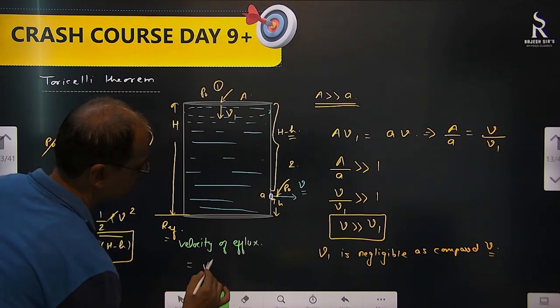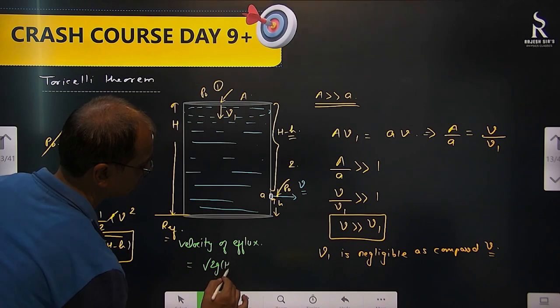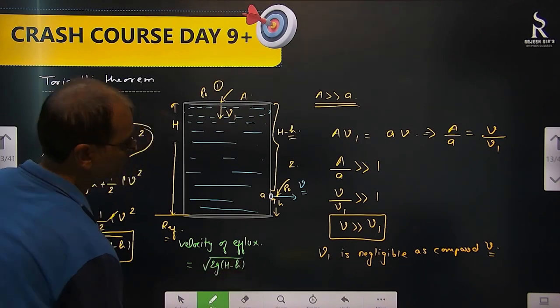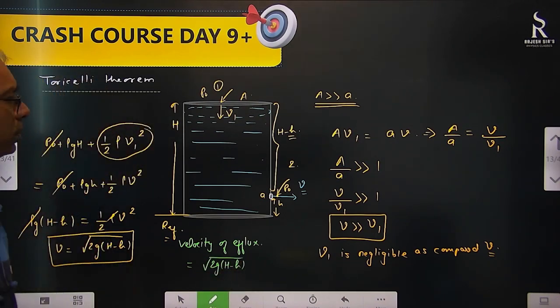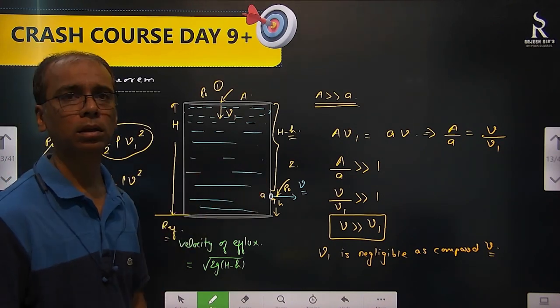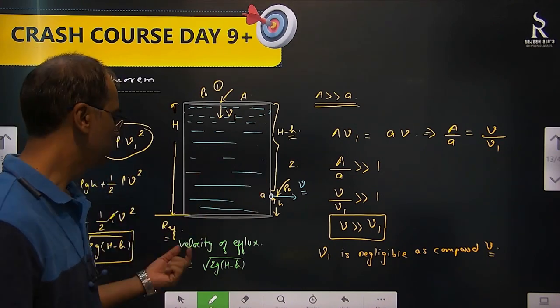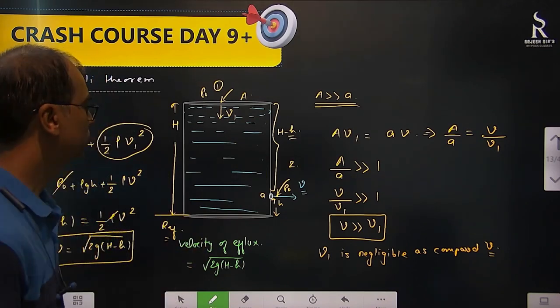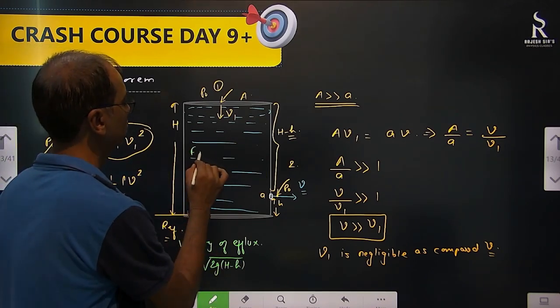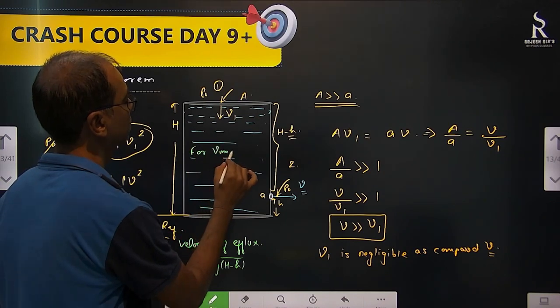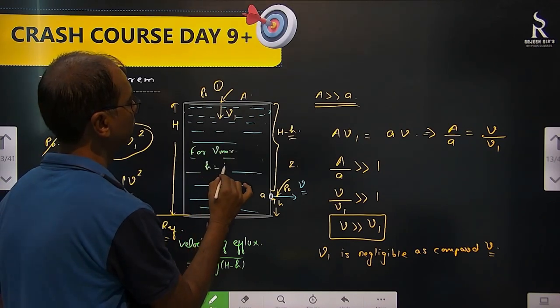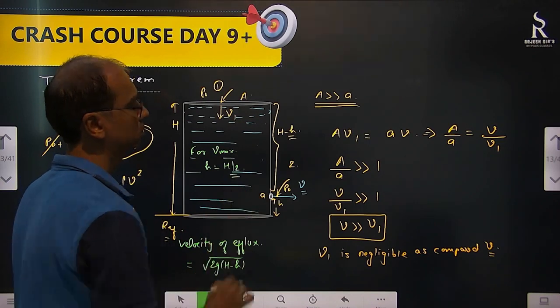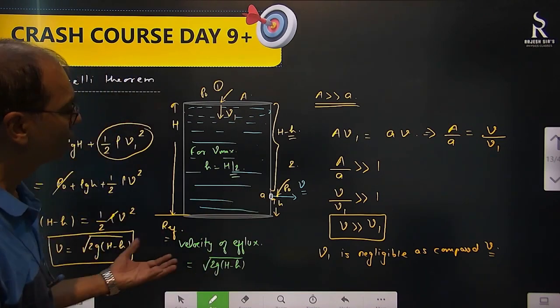Okay, root 2g (h minus h'). When will it be maximum? When this hole will be in the middle, at h by 2. When will velocity be maximum? When the hole will be in the middle. Remember that. Okay, for Vmax, h' should be equal to h by 2.